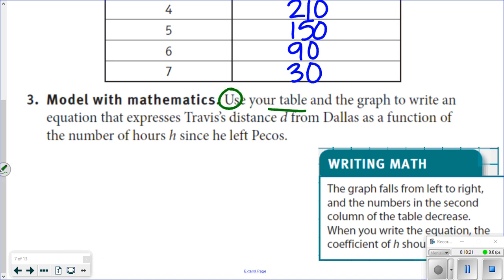to adjust it above, or we could also use the graph, whatever you prefer, to write an equation that expresses Travis's distance d from Dallas as a function of the number of hours since he left Pecos. Now, the easiest way to write the equation is in slope-intercept form. Y equals mx plus b. Okay, but they want us to use d and h. So this would be d equals mh plus b.